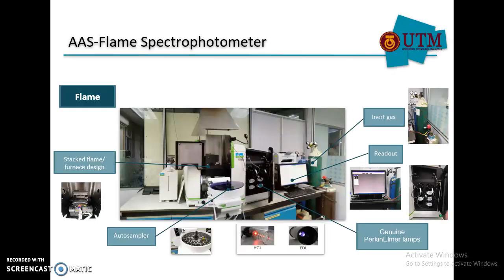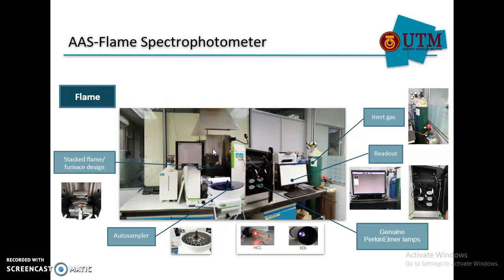In the Department of Chemistry, we have AAS in level 4 C19 and ground level of C10, operated by E.T. Azani. We will look into the instrumentation of the flame AAS spectrophotometer in the next video, but I just want to show you the overview of the instrument.